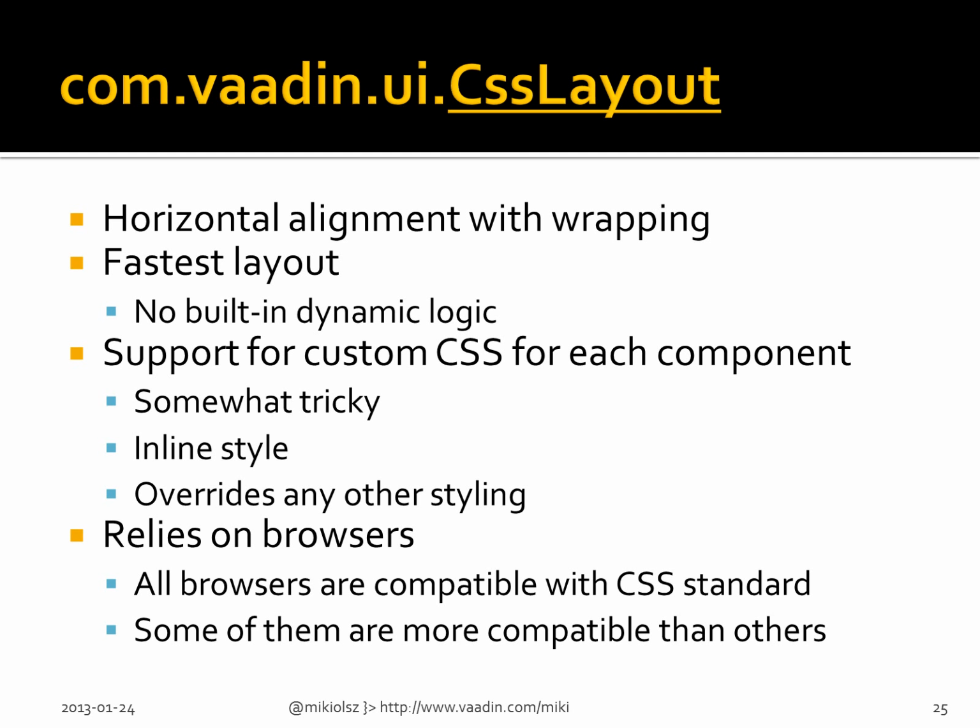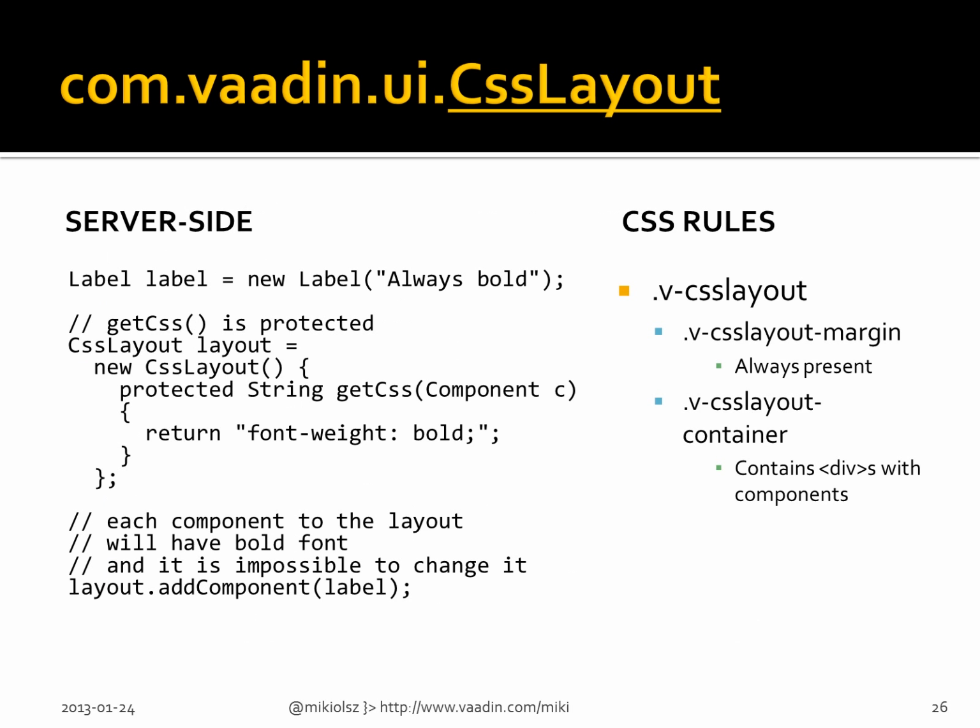The CSS layout is tricky in the sense that it relies on browsers to render the components and position them. All browsers are compatible with the CSS standard, but some of them are more compatible than others, meaning you should be careful if you use some browser specific settings. This is how it looks. This is an example of how to get a custom CSS for every component. This little piece of code will cause every component to be rendered in a bold font, and it will be impossible to change it. Amazingly, there are CSS rules for a CSS layout, meaning more CSS in a CSS.